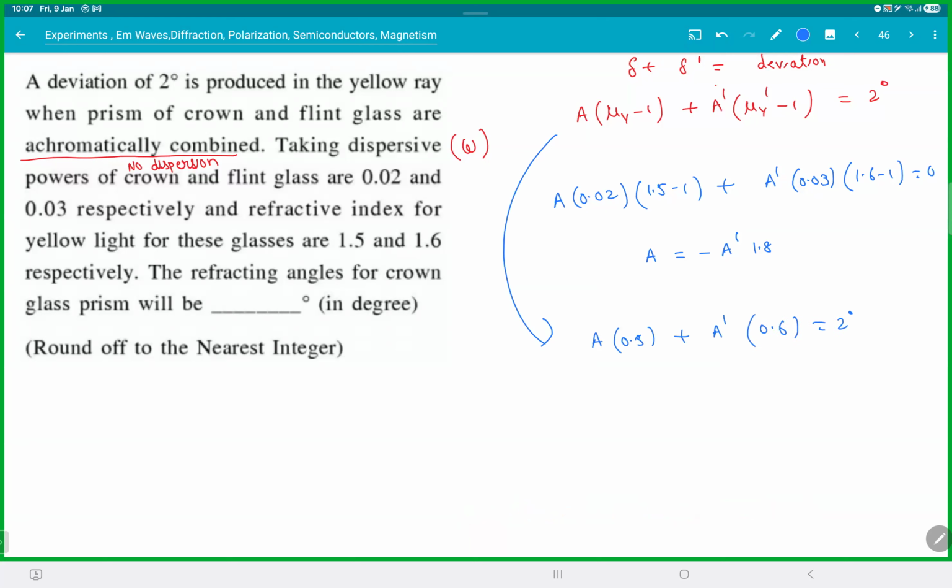You want the refracting angle for the crown prism. That is your A. So replace A dash here. So this is half A. This is A by 3 is equal to 2 degrees. This is A by 6 is equal to 2 degrees. A is equal to 12.